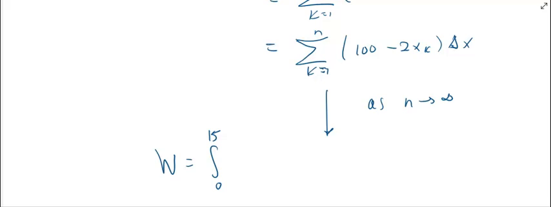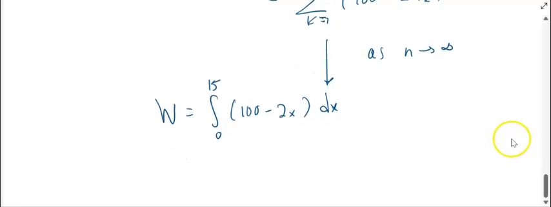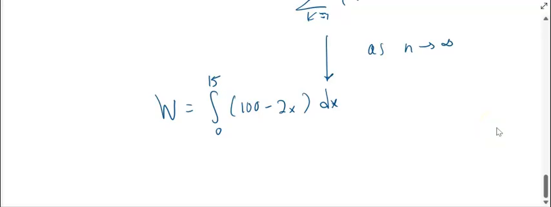lift the child at everything from the bottom of the hole, which in this case we conveniently put as x equals 0, to the top and out, which is 15 feet high. Our integrand becomes 100 minus 2x, not x sub k. Delta x turns into dx. And we got a pretty straightforward integral to work out. Okay, so we'll just finish that off to finalize this example.